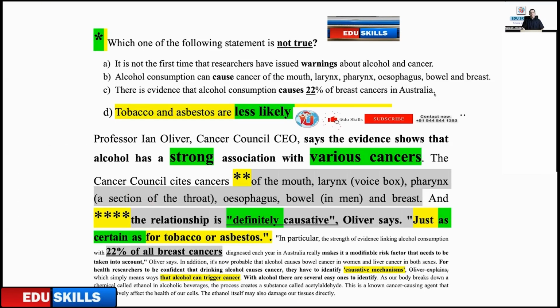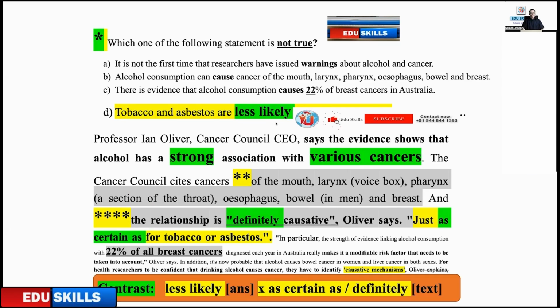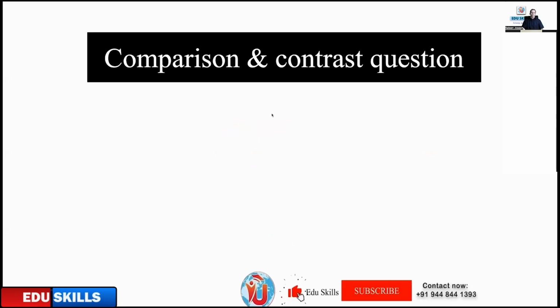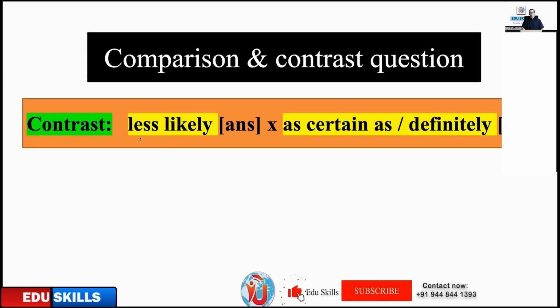So you see, "less likely" is a contrast. The answer says less likely, but the passage says "as certain as" or "definitely". Less likely versus definitely, as certain as versus less likely, which means contrast. So this is not true as per the passage. The passage gives just the opposite of it. Comparison and contrast: "less likely" is the expression given in the answer. Both "as certain as" and "definitely" are mentioned in the paragraph.